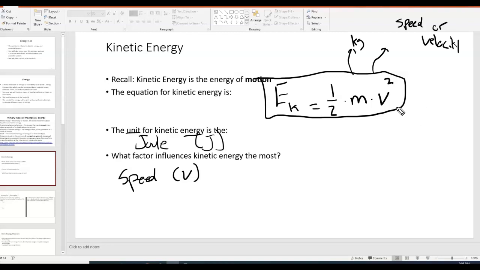Notice that if the speed was 0, 0 squared is 0, and this whole equation would equal 0. So if an object is not moving, it has no kinetic energy. Pause it there if you need to add that to your notes.